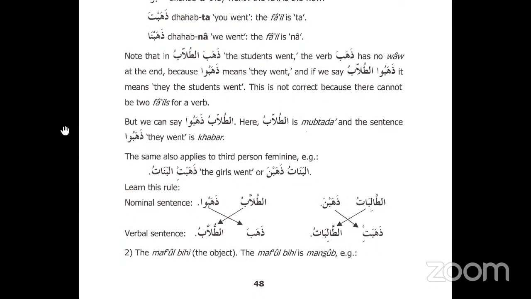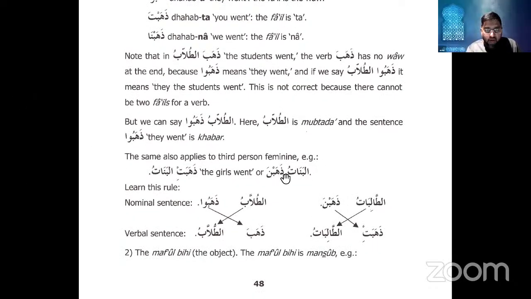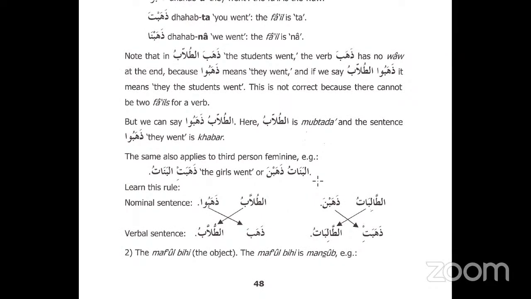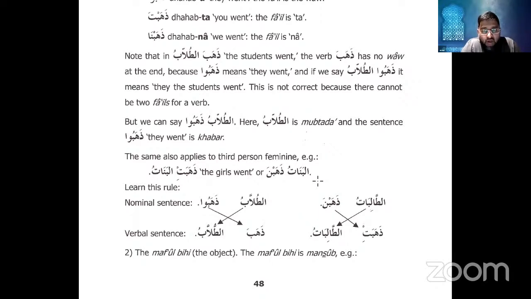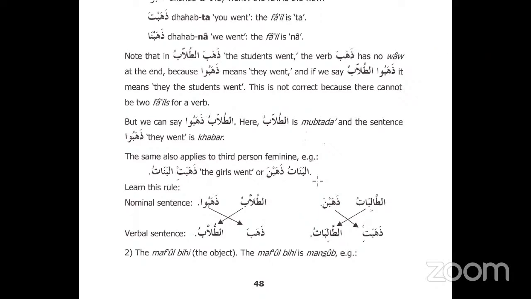Shall I continue? Yes, let's finish off up to al-banat. Repeat, start from where we can say at-tullabu dhahabu. Yes, we can say at-tullabu dhahabu here. At-tullabu is the mubtada and the sentence dhahabu, "they went," is the khabar. The same also applies to third person feminine, for example, dhahabat al-banatu, "the girls went," or al-banatu dhahabna.